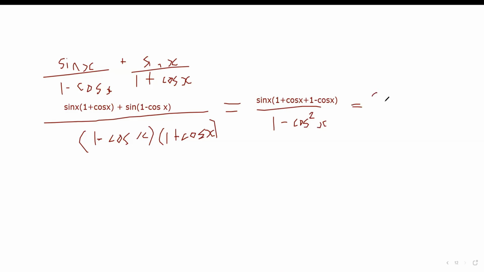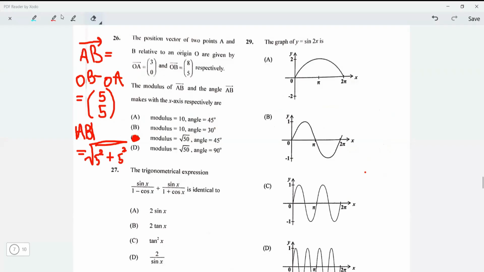So this becomes sine x times 1 plus 1, which is 2, so we write 2 sine x over sine square x. And a sine cancels out a sine. So the answer works out to be 2 over sine x. Nice, 2 over sine x, that's never bad. Option B. Nice.